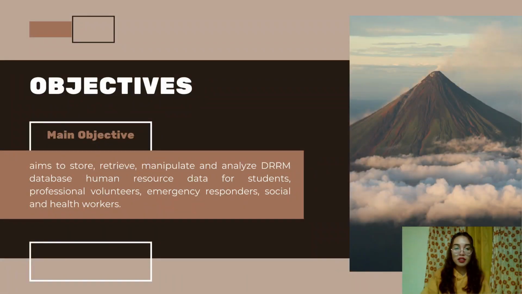The main objective of the study aims to store, retrieve, manipulate, and analyze disaster risk reduction and management database human resource data for students, professional volunteers, emergency responders, social and health workers.